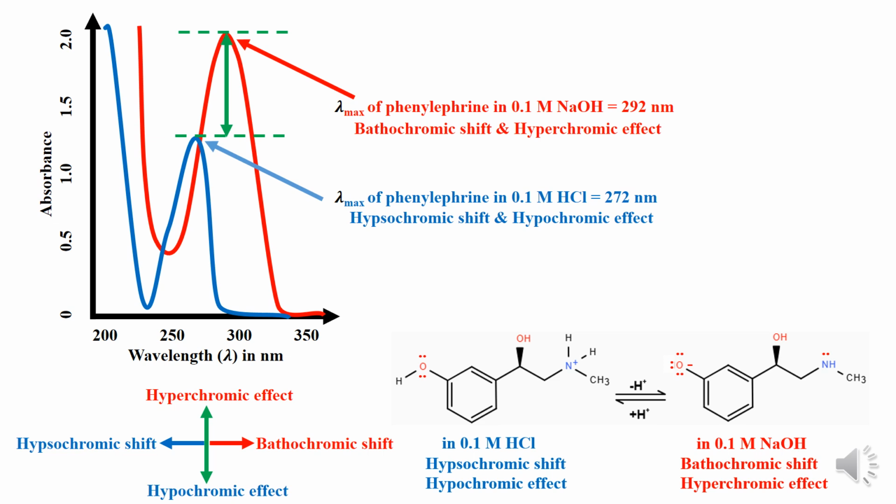Now the influence of pH on the four important parameters, that is bathochromic shift, hypsochromic shift, hypochromic effect and hyperchromic effect, will be dealt with in detail in my next video.